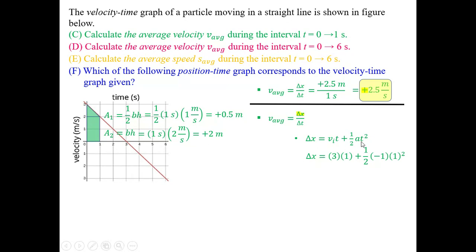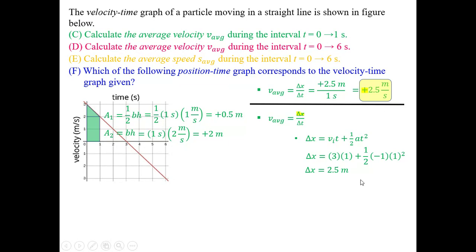Well, what's your time interval here? There's just 1 second. Square that. So 3 times 1 is 3. And then this is 1 squared, which is 1. 1 times -1 is -1. And then -1 times 1/2 is -1/2. So 3 plus -1/2 is 2.5.